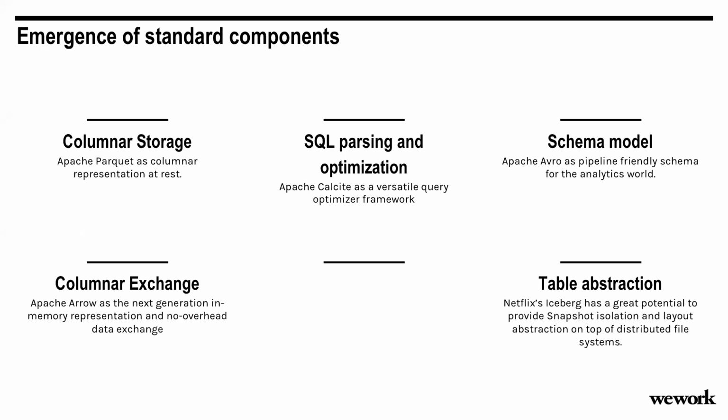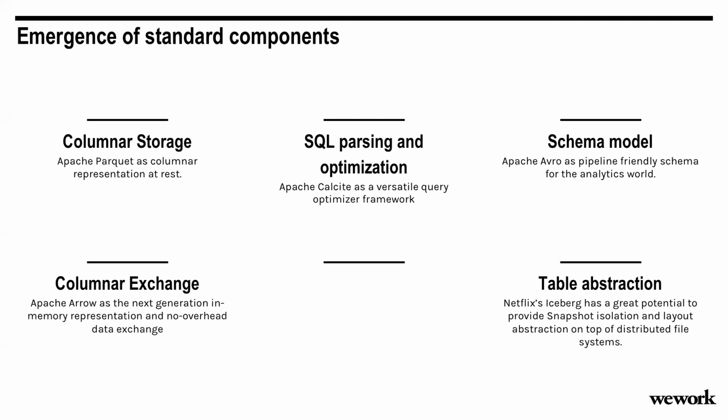In the schema model, I think we can agree that Avro has become the standard. Some people use Protobuf, some people use Thrift. I used to use Thrift. I would recommend Avro. And for columnar exchange, Arrow is becoming the standard for how you exchange data in an efficient way. Right? You see work going on.